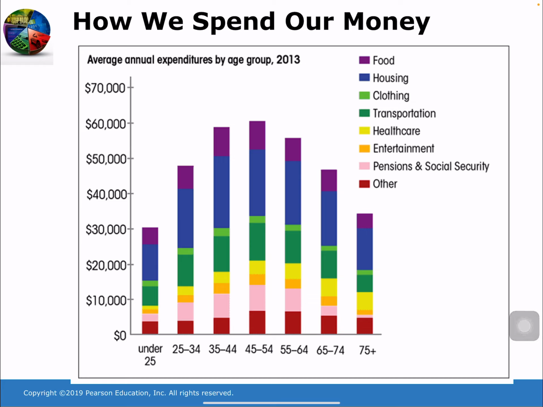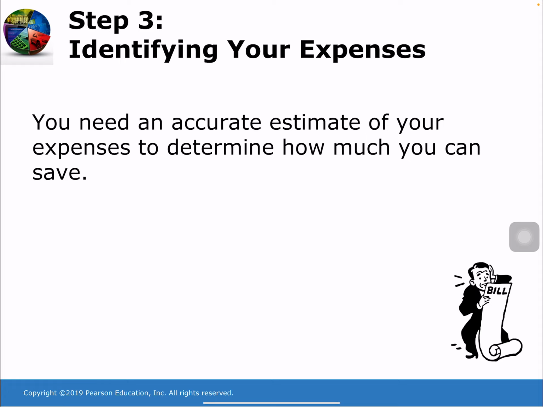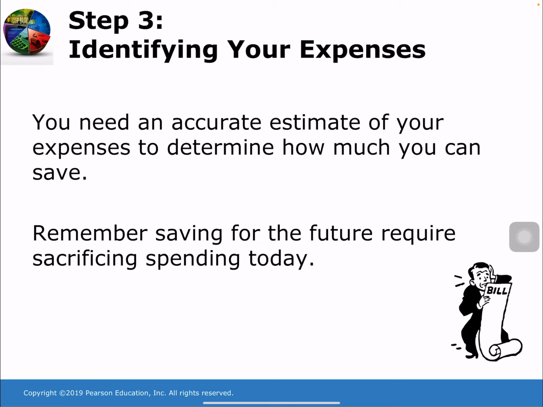Your consumption patterns will change over time and are highly dependent on your stage of life. So if you look at your parents' age, pretty close to that, you can tell pretty much what they are spending their money on. And you can see the different types of expenses: food, housing, clothing, transportation, healthcare, entertainment, pension and Social Security, which would be your retirement, and other things. You need an accurate estimate of your expenses to determine how much you can save. Remember, savings for the future requires sacrificing spending today. So if you spend $20 on a new shirt today, that means you cannot save that $20.